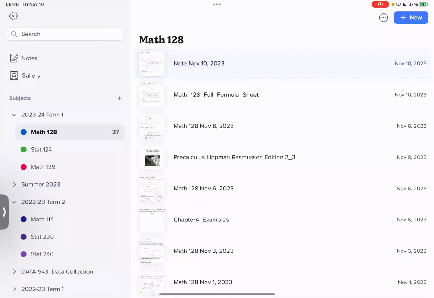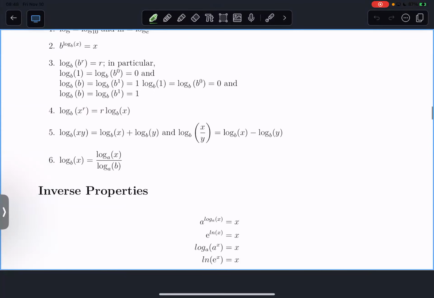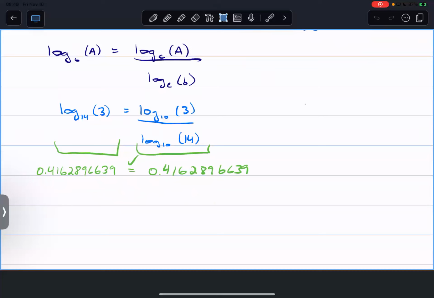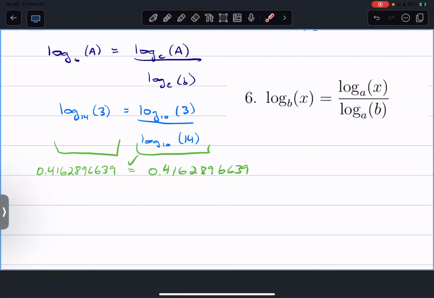Now let me see where this is. I know it's on the formula sheet, in this format. Log base B of X, converting into some log base A that I have available to me, log base 10 or log base E, right? Log base 10 of X over the log base 10 of B. So it's on your formula sheet.